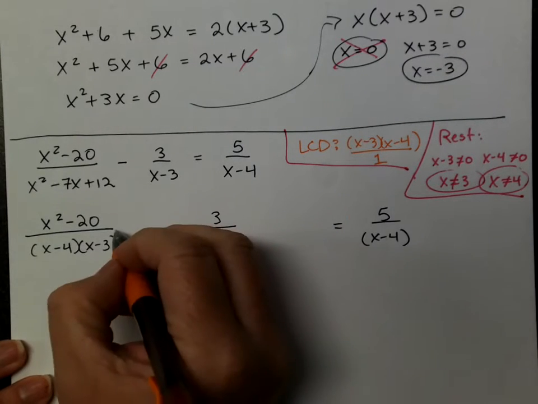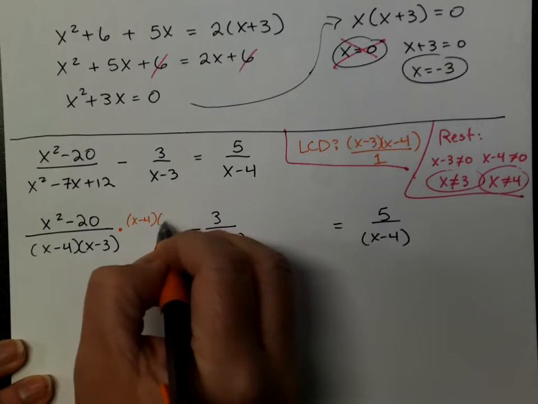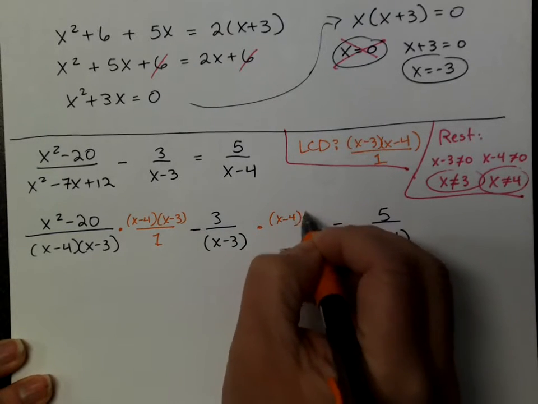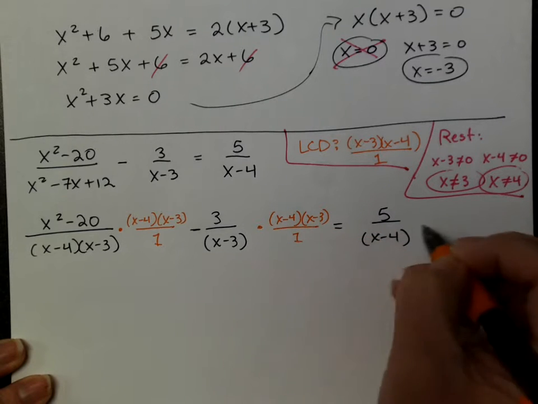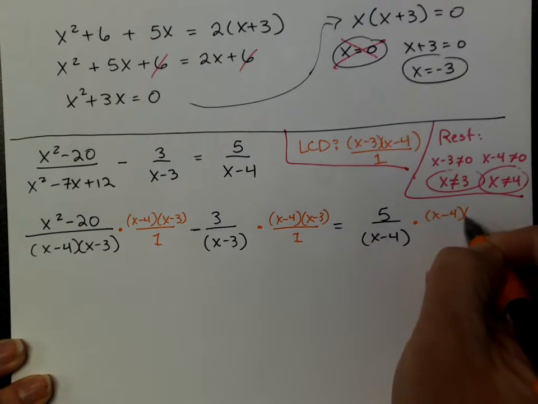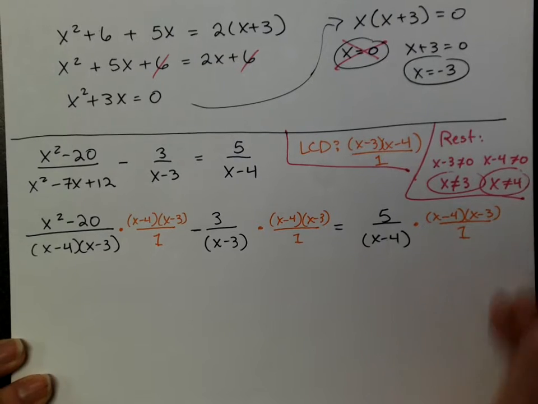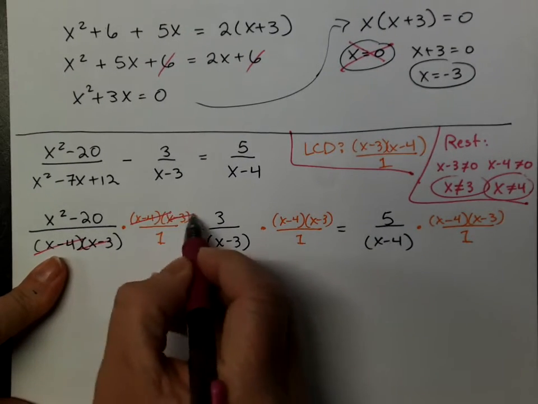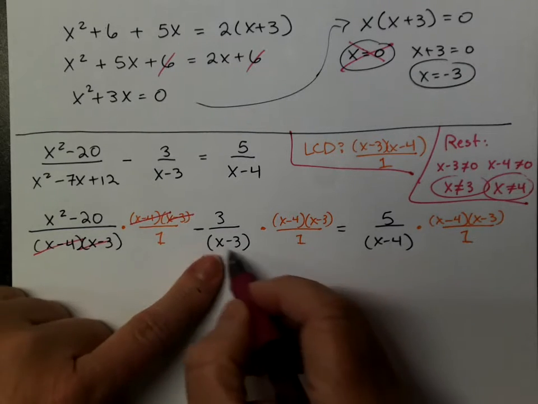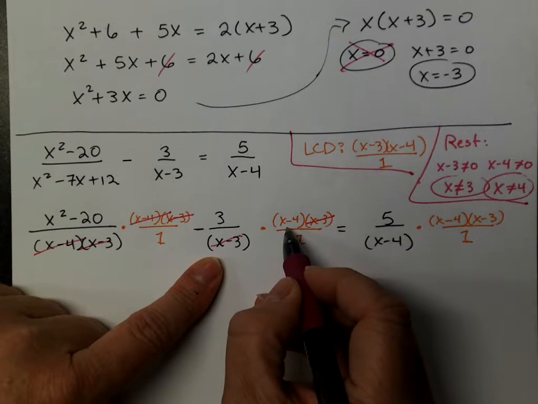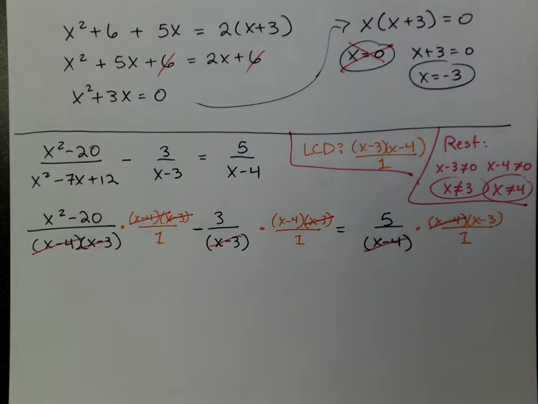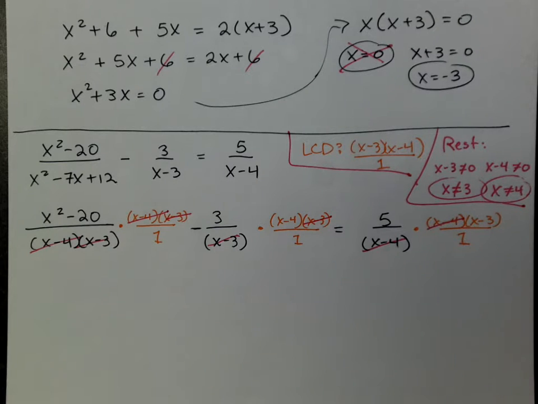Take my weaponized LCD, x minus 4, x minus 3, over 1. Everything cancels out on the bottom, and in this case, both cancel out on top. Here, the x minus 3 cancels out, leaving behind an x minus 4 on top. And here, x minus 4 cancels out, leaving behind an x minus 3 on top. Everything on the bottom transformed to 1, as it should.